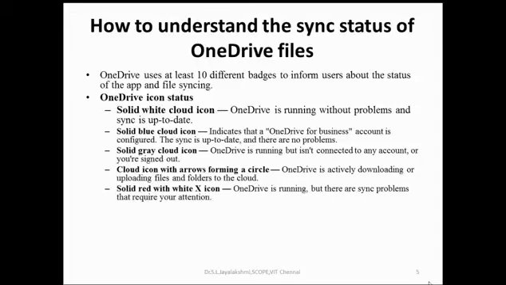If it is solid blue, then it indicates OneDrive for Business and there are no problems. And if it is solid gray, OneDrive is running but it's not connected to any account or you are signed out. And if it is showing arrows in a circle, then OneDrive is downloading or uploading files and folders to the cloud. Solid red with a white X icon means OneDrive is running but there are synchronization problems that require attention.